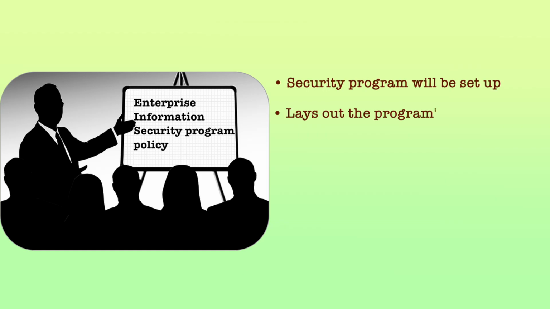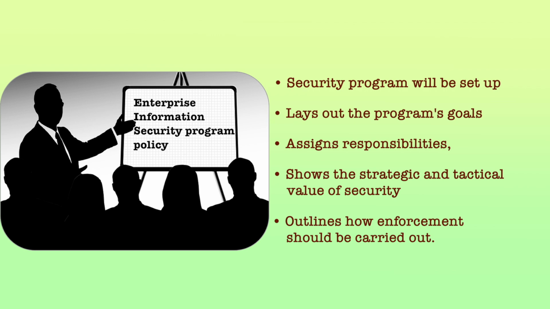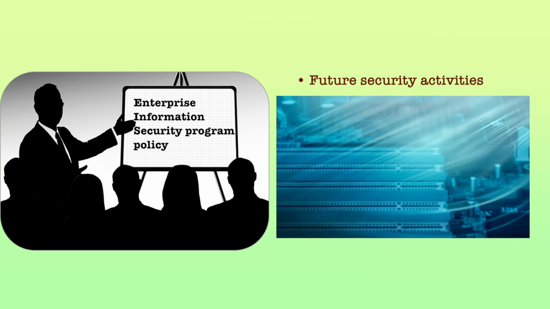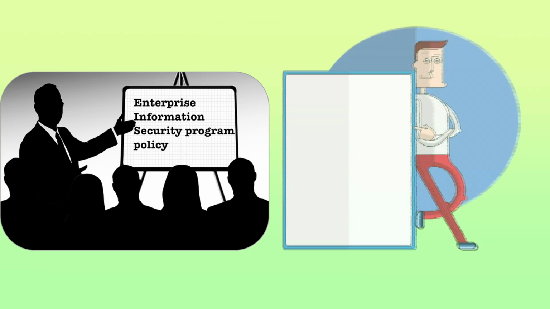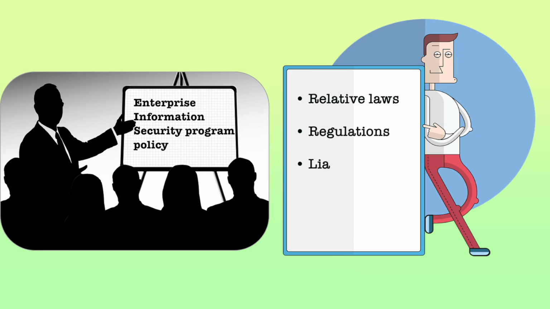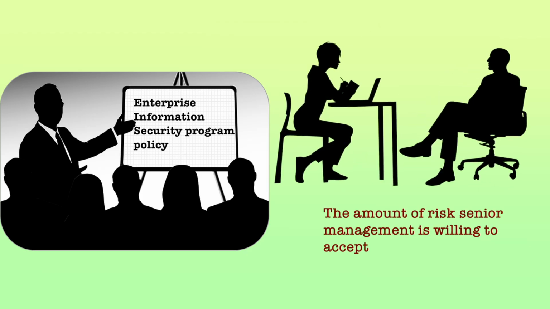In Enterprise Information Security Program Policy, management establishes how a security program will be set up, lays out the program's goal, assigns responsibilities, shows the strategic and tactical value of security, and outlines how enforcement should be carried out. It also provides scope and direction for all future security activities within the organization. This policy must address relevant laws, regulations, and liability issues and how they are to be satisfied. It also describes the amount of risk senior management is willing to accept.